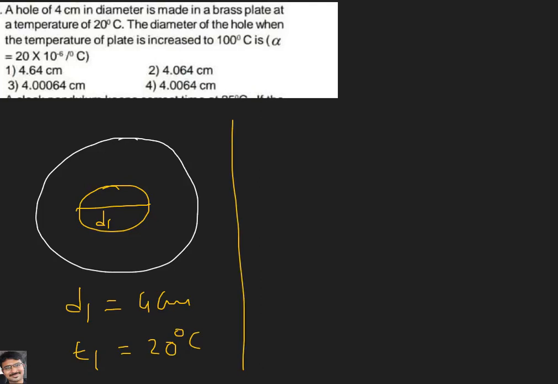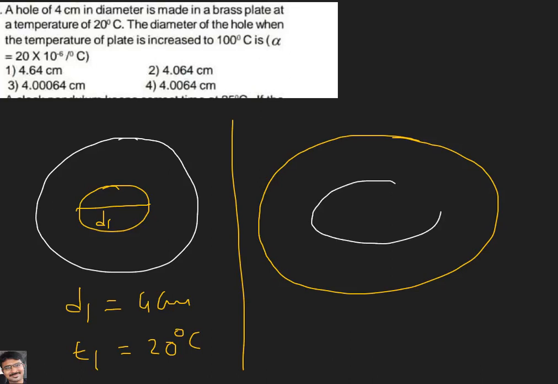After that, in the question, they ask for the diameter of the hole when the temperature of the plate is increased to 100 degrees centigrade. If temperature increases, automatically it will expand, so the hole diameter also increases. Let me take the hole diameter now as D2. They are asking what this D2 value is. The temperature is 100 degrees centigrade. As the temperature increased, it expands, no doubt.